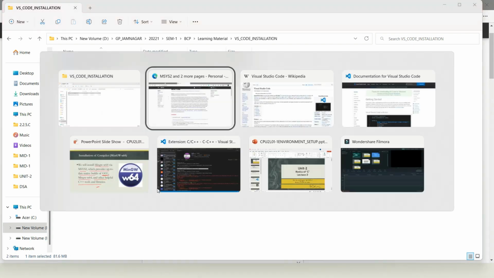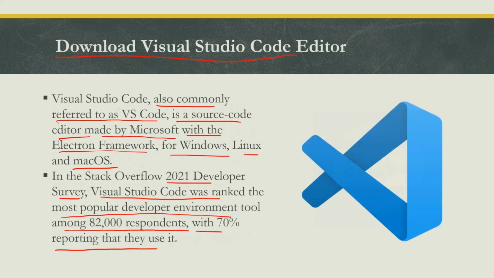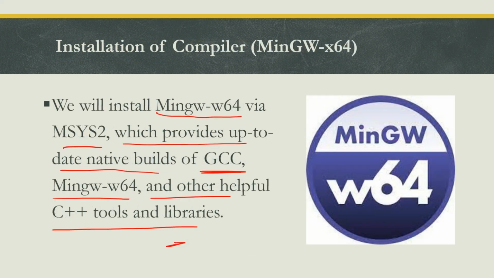So up to this, what we have done, very first we have downloaded Visual Studio and installed it. Then we have installed C or C++ extension in the Visual Studio itself. Then I have explicitly downloaded MinGW64 compiler from the MSYS2 website, and I have installed it.